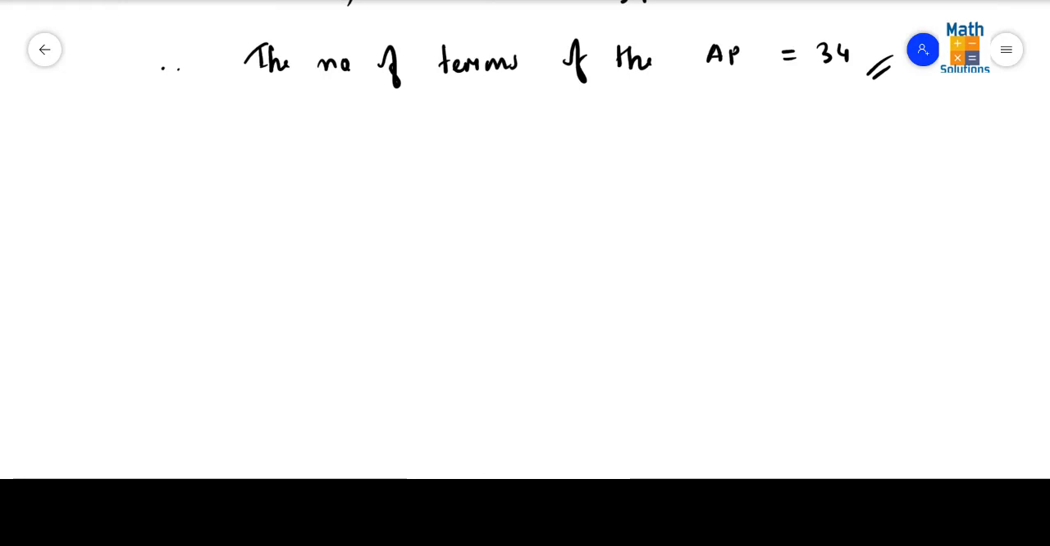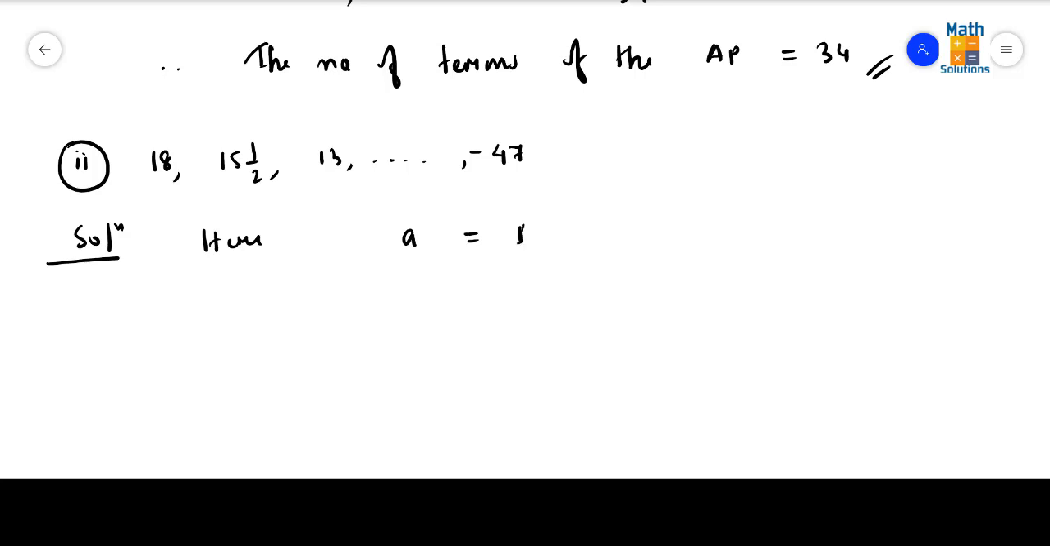Then after, let us come to the next question, Roman 2 of this exercise. What are the terms of the AP given? 18, 15 and half, then after it is 13, then after that goes on up to minus 47. So here in this case, in the solution part, exactly like the previous question, we have to write here the first term, that means a is equal to 18.